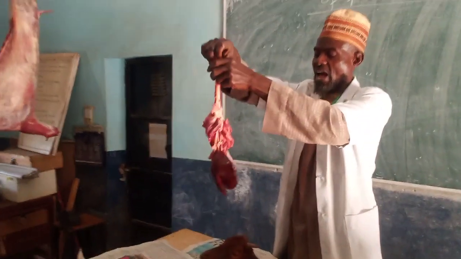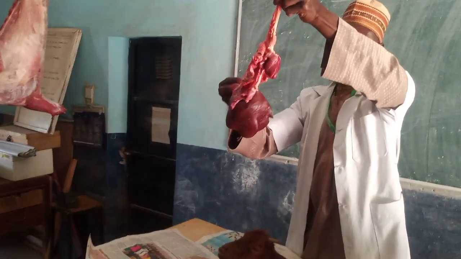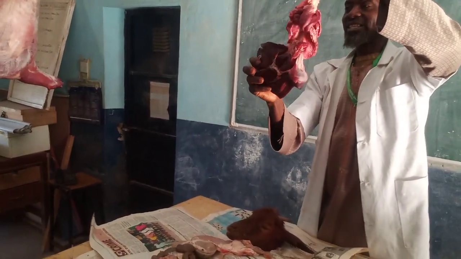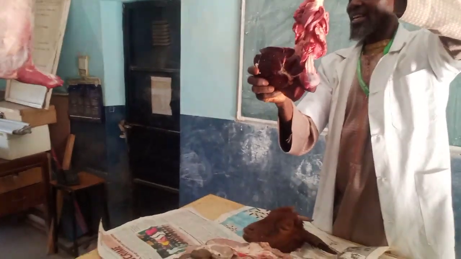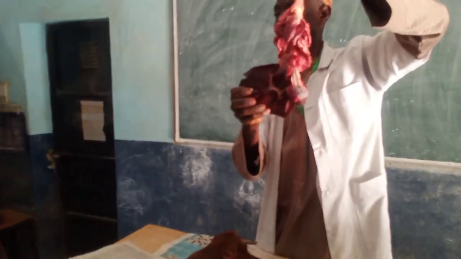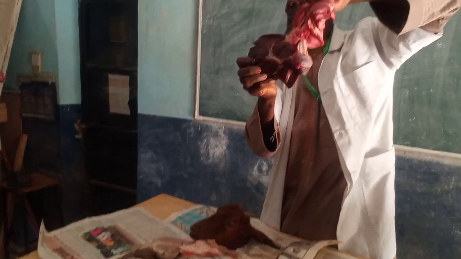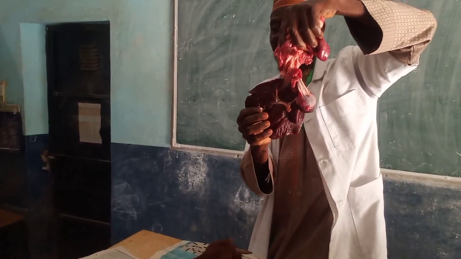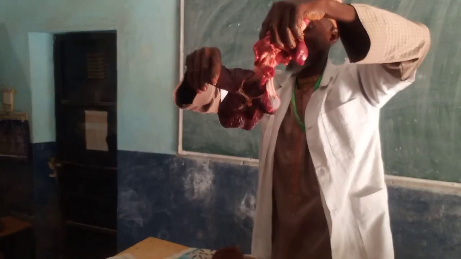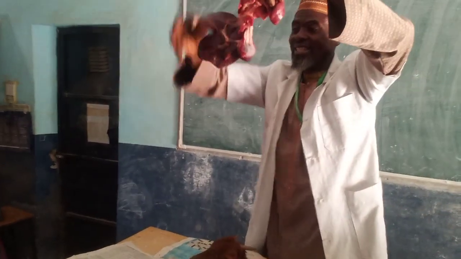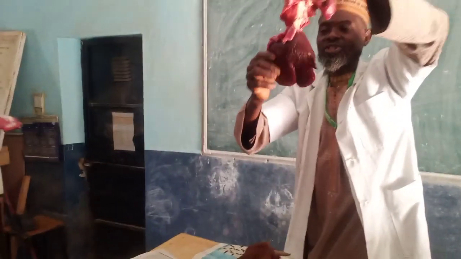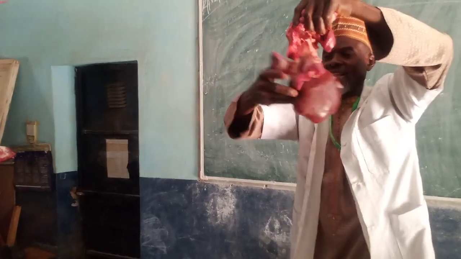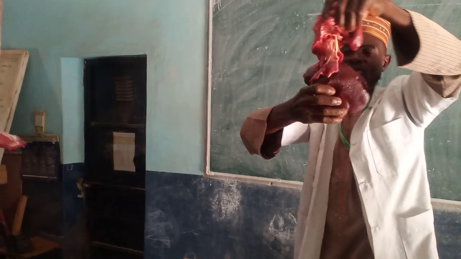Below the heart is the liver. You can see it is dark red in color. It happens to be the largest organ in mammals. It is divided into lobes, section by section. Look at it, it is divided into lobes.